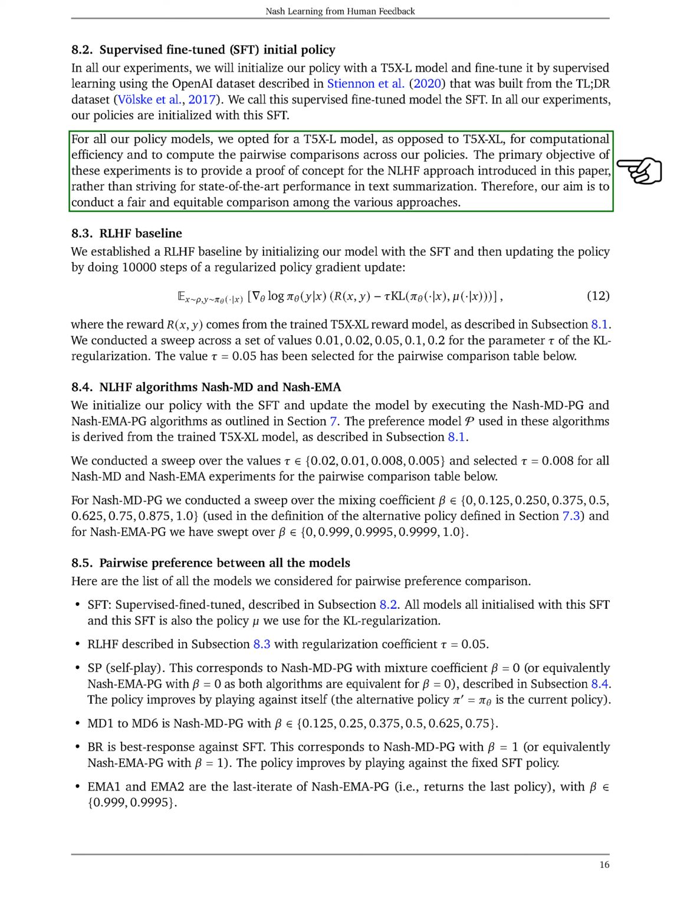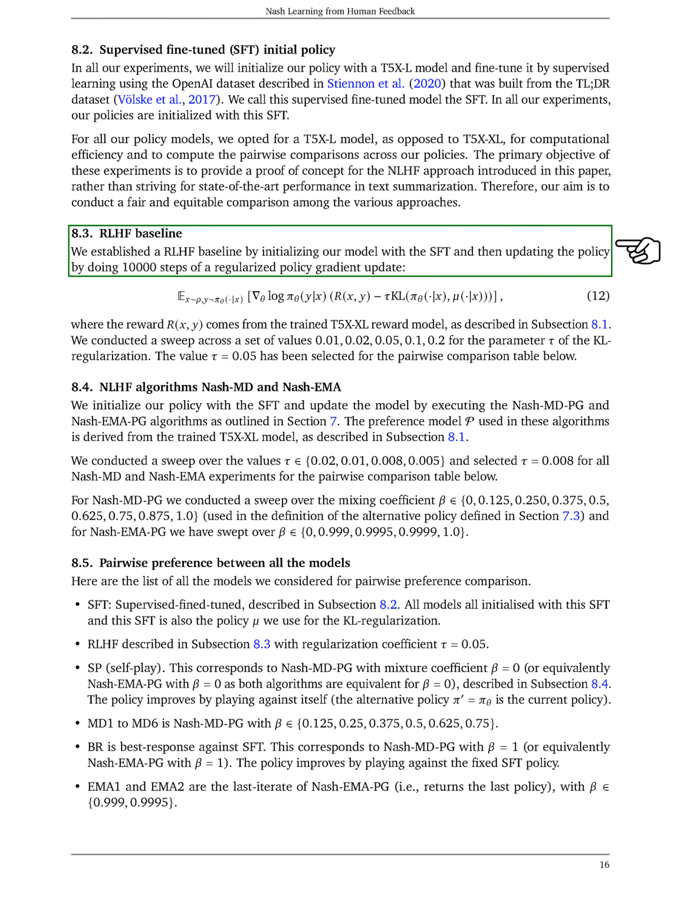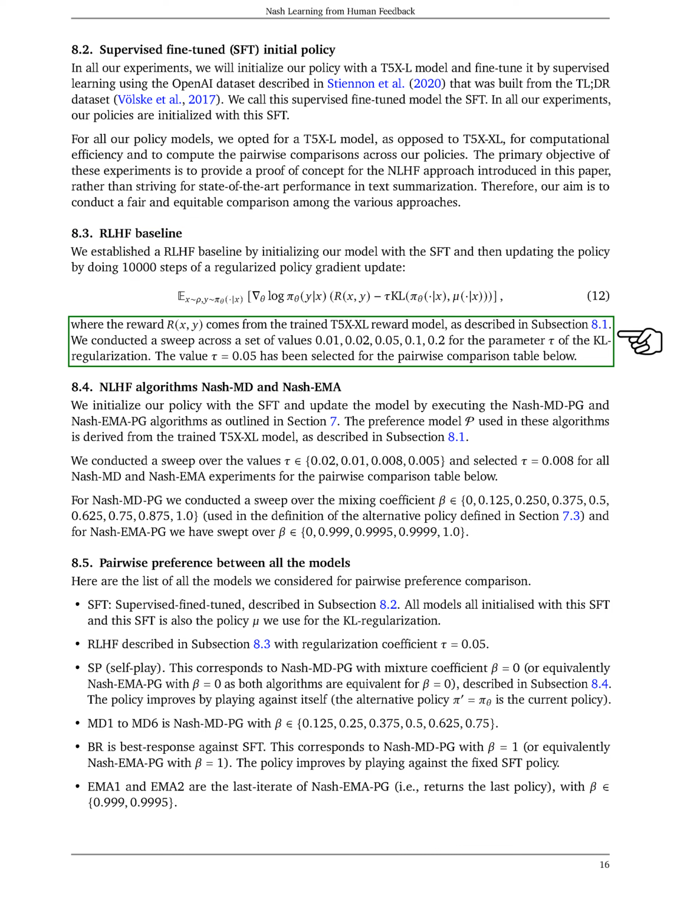We also set up a baseline model, which we call the RLHF baseline. This model is created by starting with the SFT model and then updating it using a method called regularized policy gradient update. We do this update 10,000 times. The reward for this update comes from a model called T5XXL. We also adjust a parameter called tau, and after testing several values, we found that tau equals 0.05 works best.